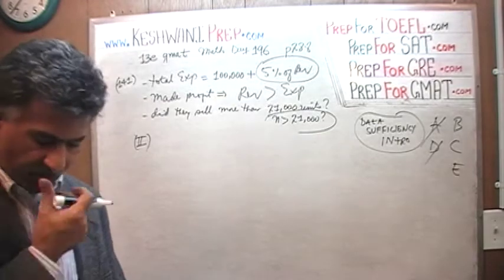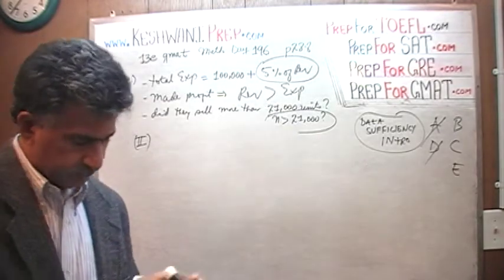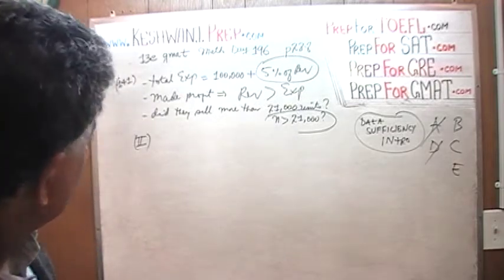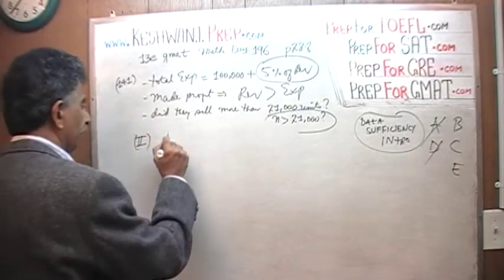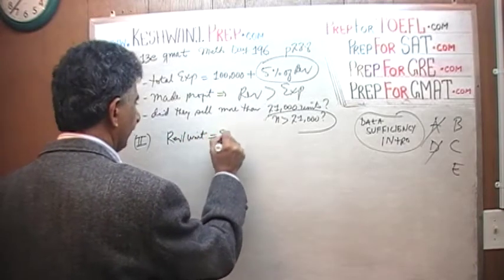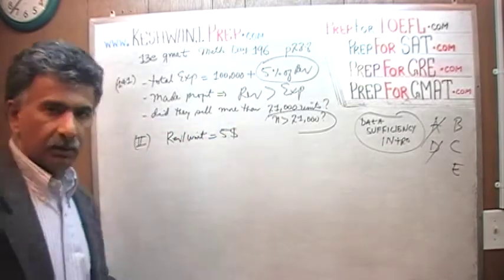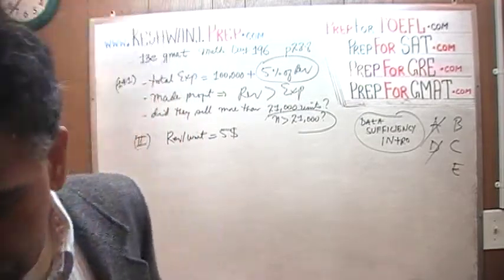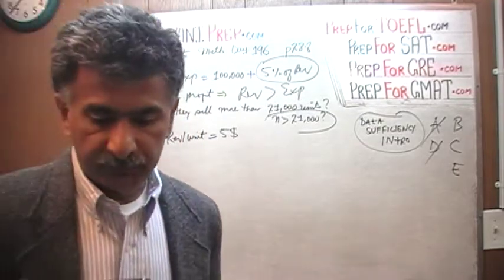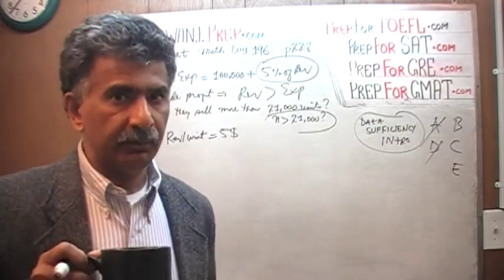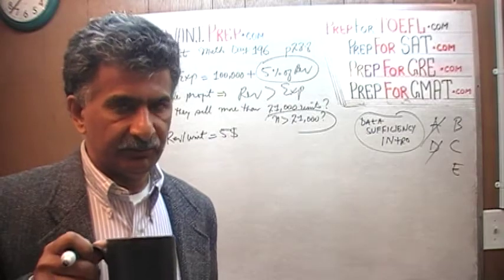In the second statement, they tell us something interesting actually. They tell us that the revenue per unit is $5, which is exactly what we were looking for. Instead of saying price per unit, they like to call it revenue per unit. Sounds very sophisticated, makes you sound smart. Our revenue per cheeseburger is $3, not the price.